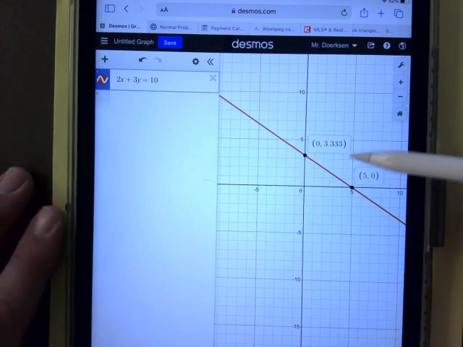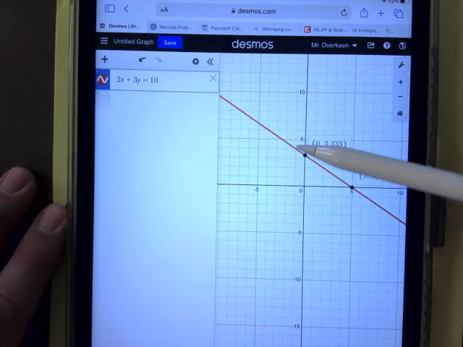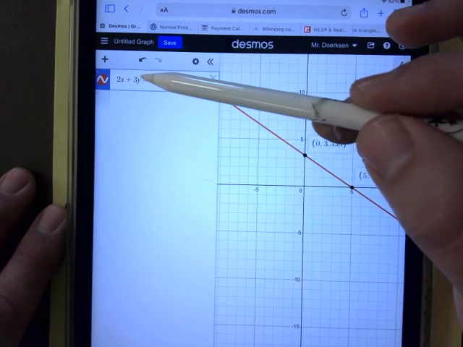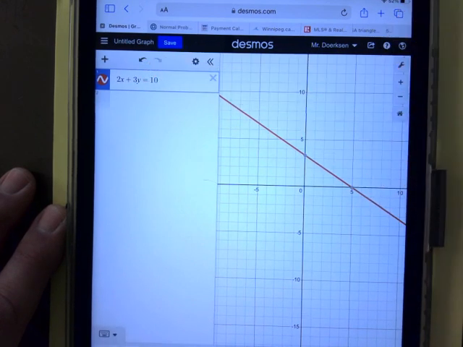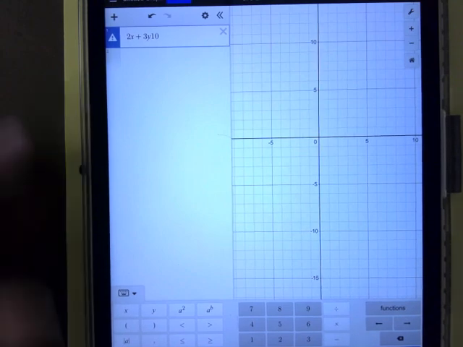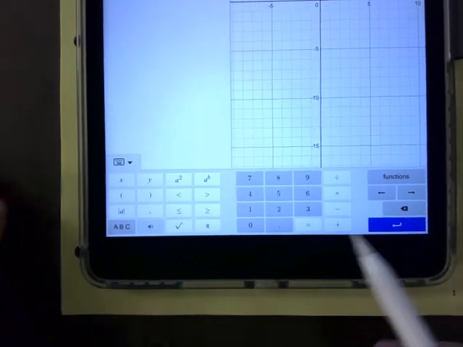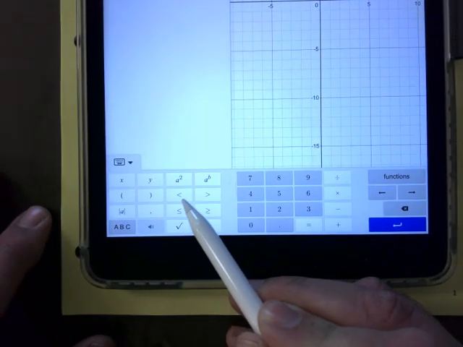There you go. So yes, we did this a lot last year. We're going to add something to it. Instead of having just an equal sign there, there's going to be an inequality in there. So let me get rid of that equal sign. And if you look down here, at your inequalities, there are four options.